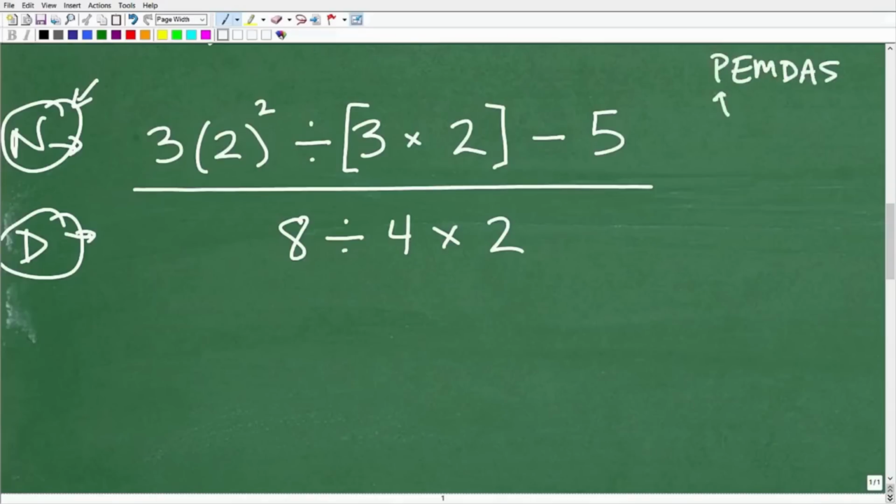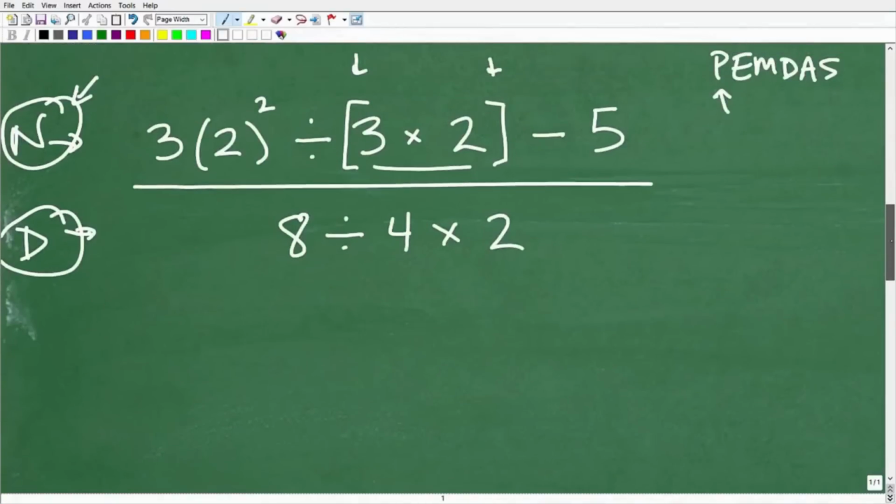PEMDAS. So I'm focused in on P, okay? So are there any parentheses? Yes, there are. Remember parentheses, brackets, we call grouping symbols. So here, right here, this part of the problem is a pair of brackets. So that indicates that we have to do everything inside those brackets first. So let's go ahead and do that.